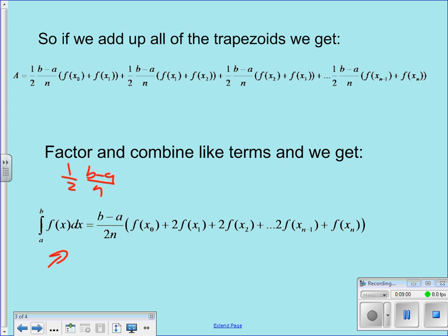Now, an aside before we continue. AP will have you solve problems using the trapezoid rule. If AP has you solve problems using the trapezoid rule, they expect you to do it using a table of values. Similar to what you had on your first quiz, only the directions will say, instead of using a Riemann sum, use the trapezoid rule.